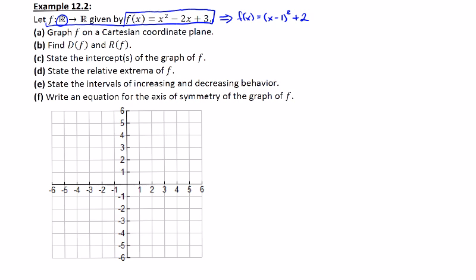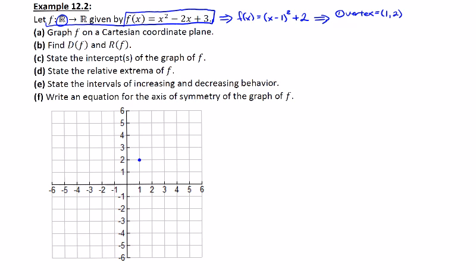There are three things that I want you to identify from the vertex form version of the equation. Number one, I want you to identify the vertex. Now, we already did that back in example 12.1, but it certainly doesn't hurt to write it down again. The vertex would be located at 1, 2. This is the most important point for the graph of your function. So let's go ahead and mark the point at 1, 2.